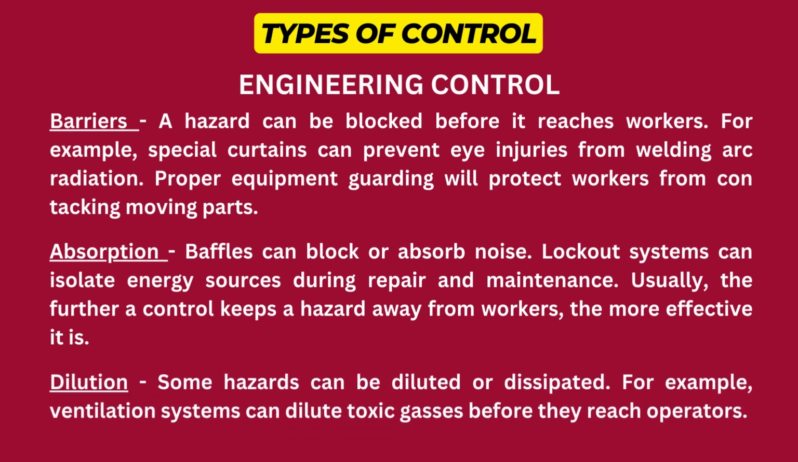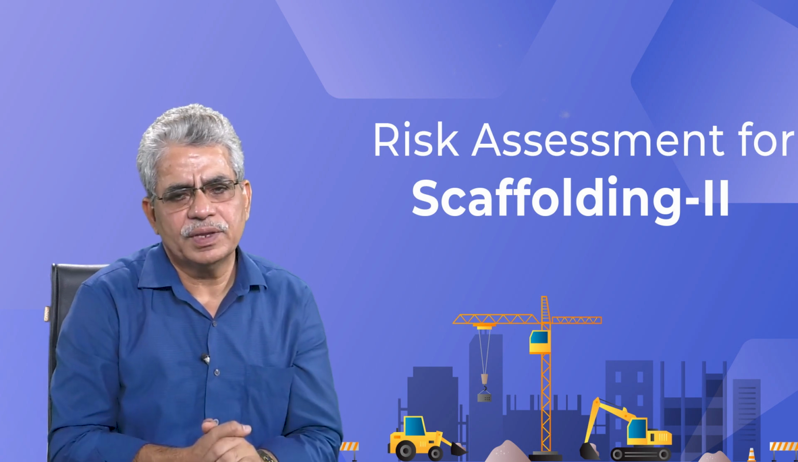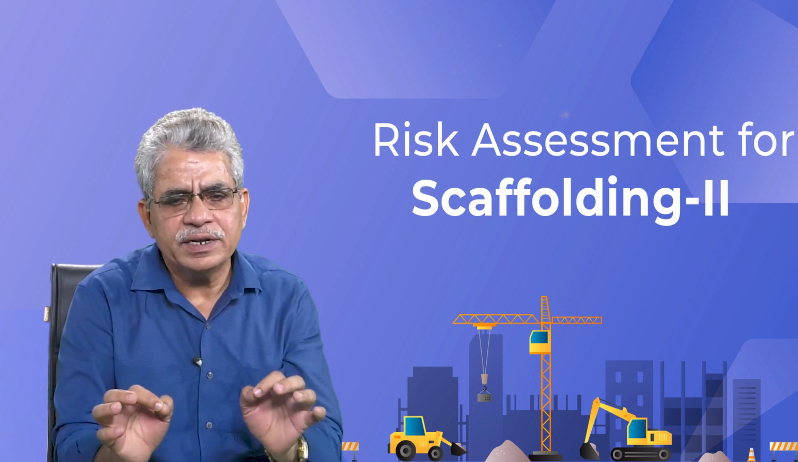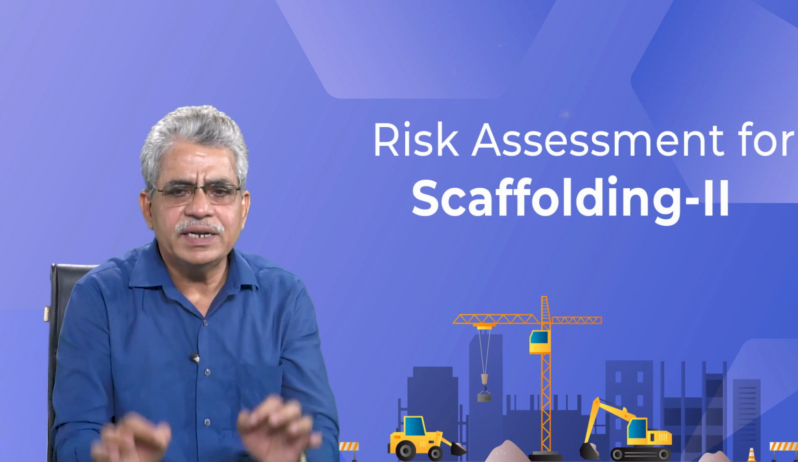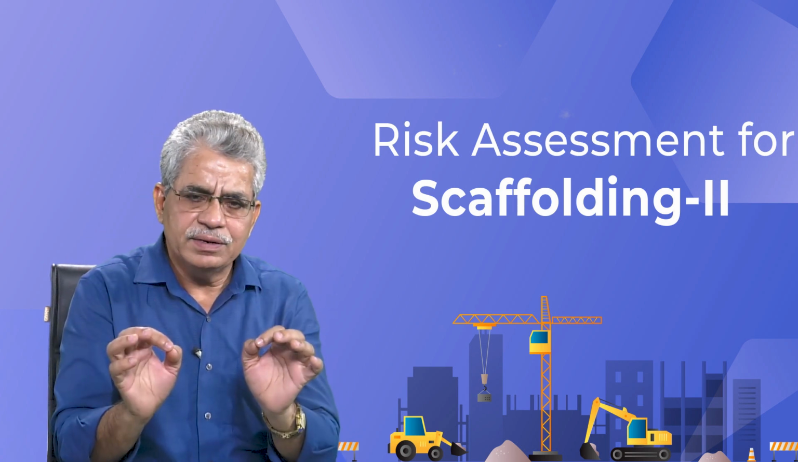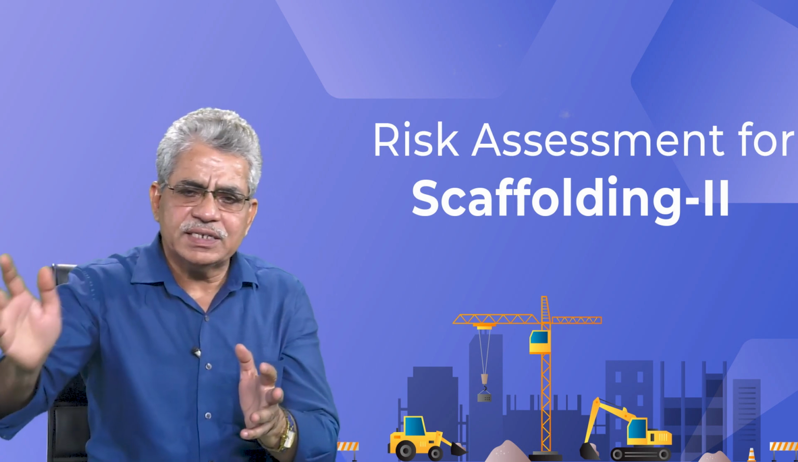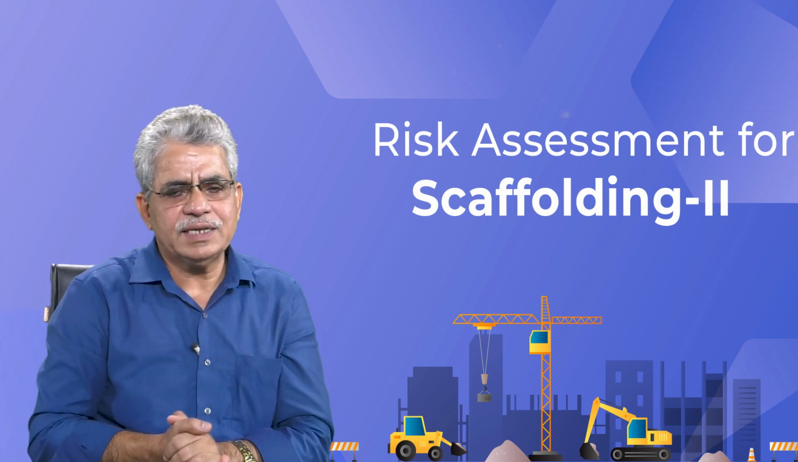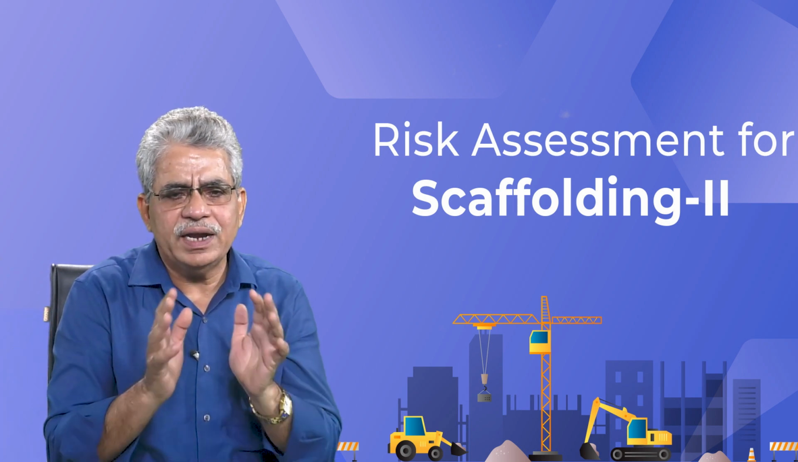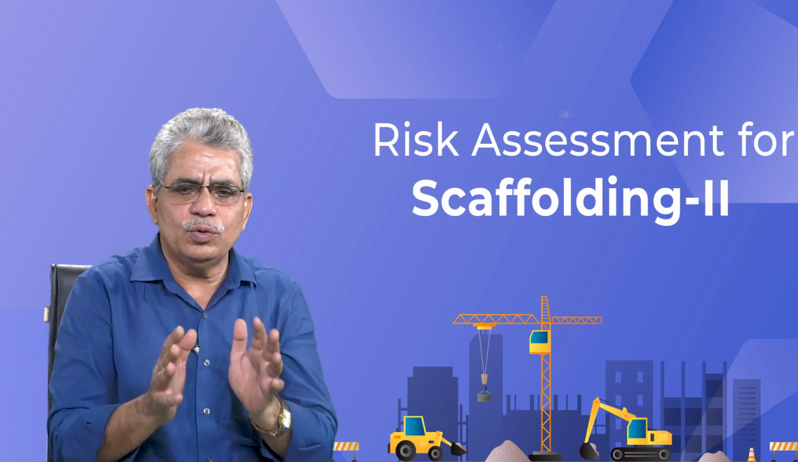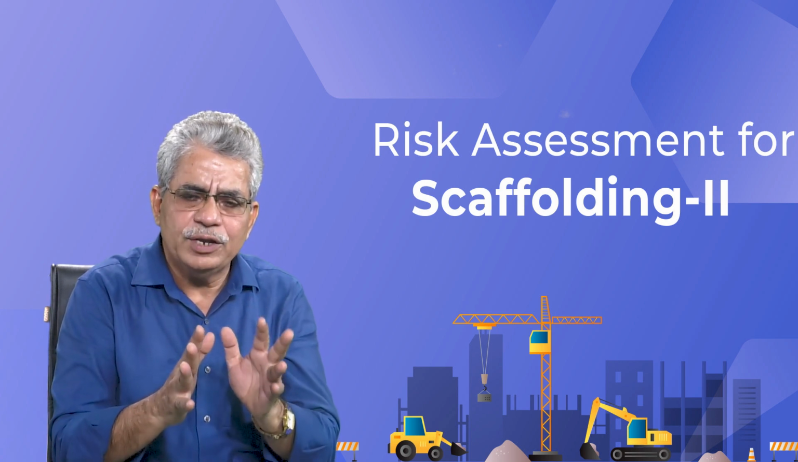Then is dilution. Some hazards can be diluted or dissipated. For example, ventilation systems can dilute toxic gases before they reach operators. Then next is isolation. If a hazard cannot be eliminated or replaced, it can sometimes be isolated, contained or otherwise kept away from workers. For example, an insulated and air-conditioned control room can protect operators from a toxic chemical.